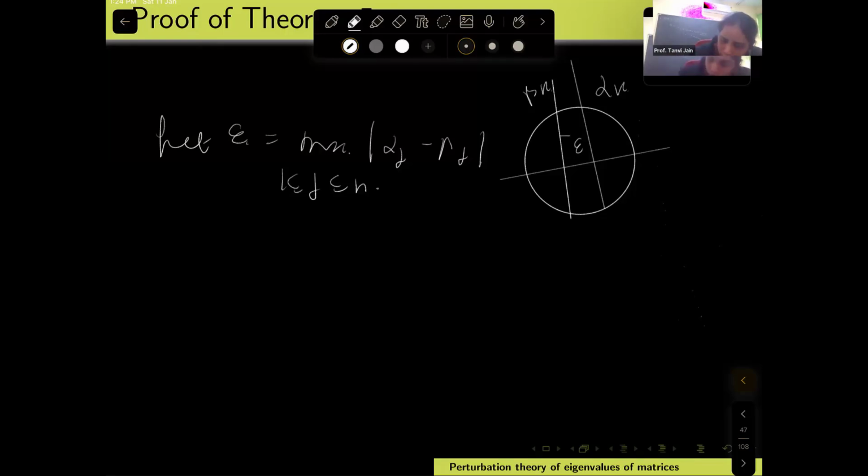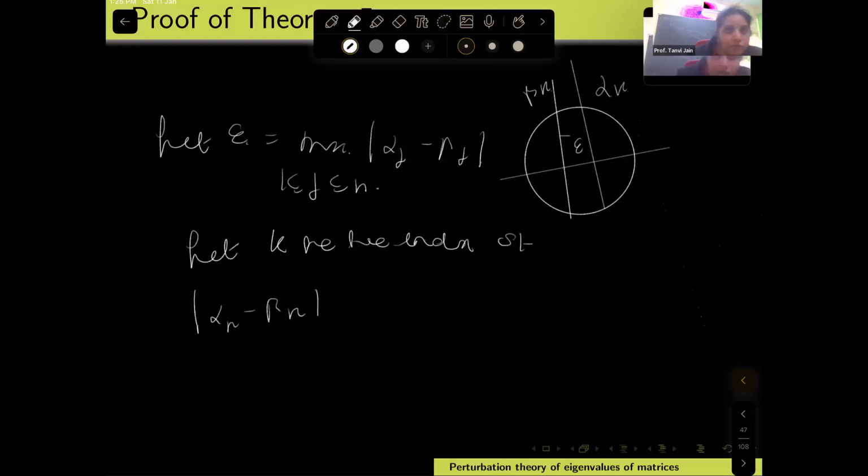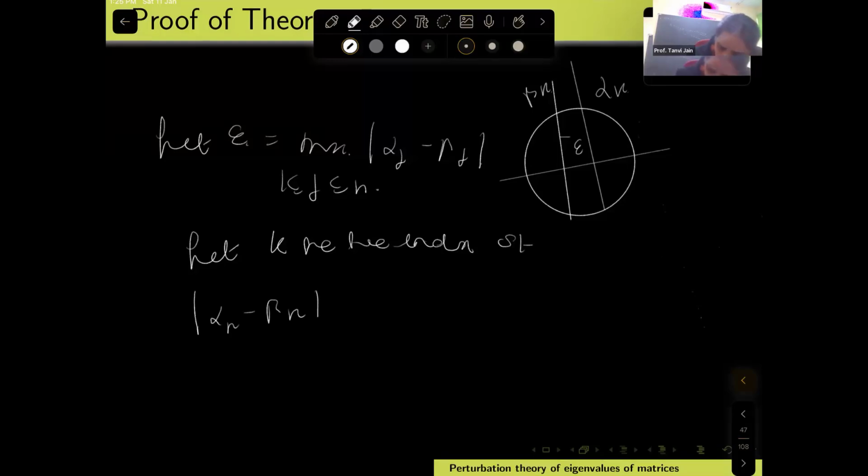So now let k be the index such that mod alpha_k minus beta_k, the maximum, which is attained somewhere, is equal to epsilon.